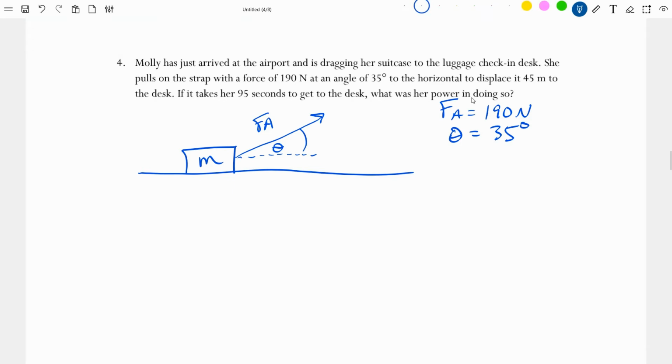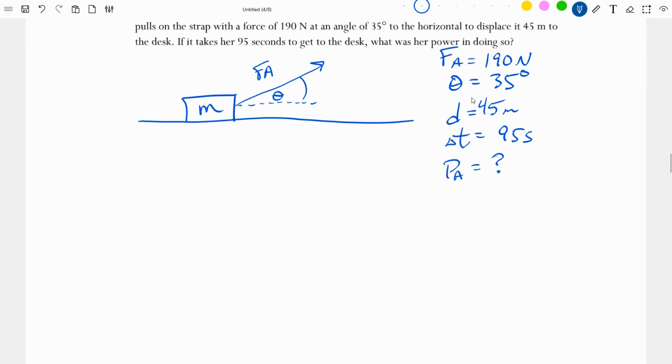So 35 degrees to the horizontal, and it displaces 45 meters. Don't worry about the word displacing here. I mean, it just moved that far. That's how far it moved. So displace, distance, in a context like this, we're good. So I can think of that as the distance, 45 meters to the desk. It takes her a timing of 95 seconds to get to the desk. What was the power associated with this applied force? Question mark. Okay, well, this one's actually set up really, really nicely.